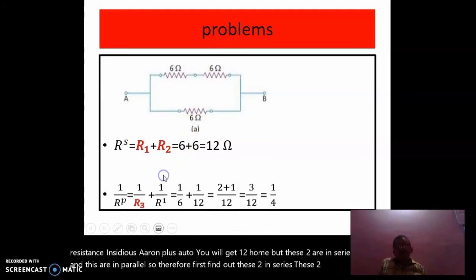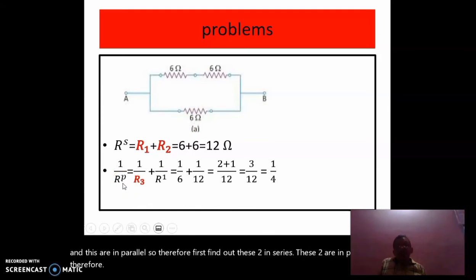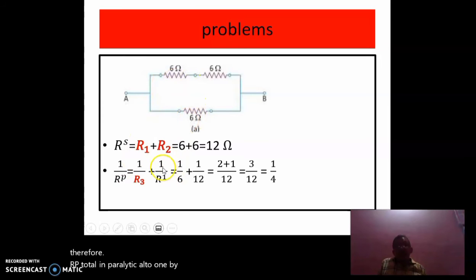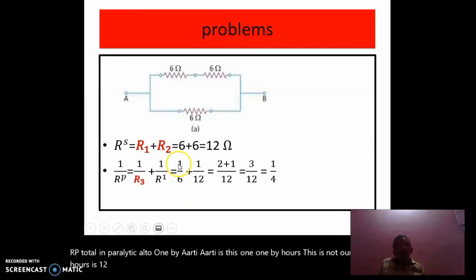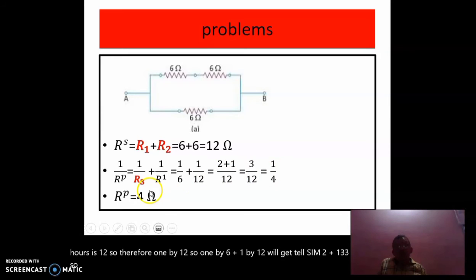So therefore RP, total in parallel, equal to 1 by R3, R3 is this one, plus 1 by RS. RS is 12. So therefore 1 by 6 plus 1 by 12. You will get 12 as LCM. 2 plus 1, 3. 3 by 12, 1 by 4. So therefore RP equal to 4 ohm. Total resistance of this circuit is 4 ohm.